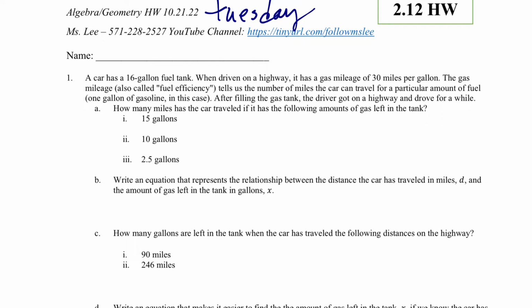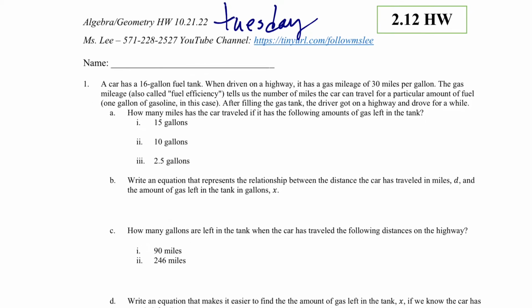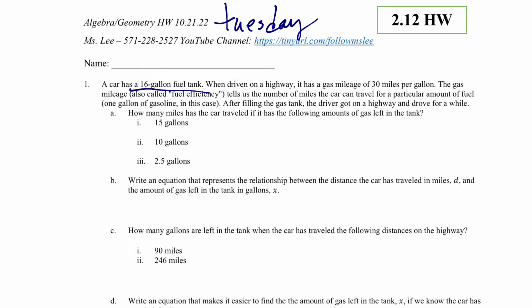Problem number one says a car has a 16-gallon fuel tank. So that's how much fuel is in the tank. When driven on a highway, it has a gas mileage of 30 miles per gallon. So each gallon will get the car 30 miles. All right, per gallon. That gives us a good hint as to what operation we're going to use. The gas mileage, also called fuel efficiency, tells us the number of miles the car can travel for a particular amount of fuel. So for 1 gallon of gasoline, you can go 30 miles.